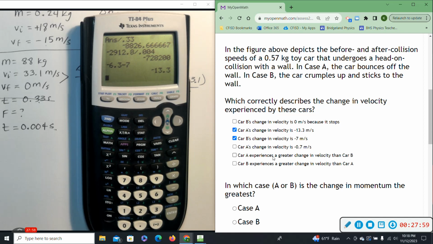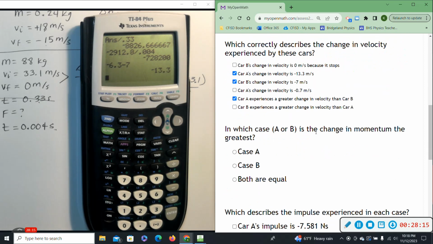Car A experiences a greater change in velocity than car B. Yes, it does. This is a greater change in velocity. If you compare the magnitudes, 13.3 is bigger than 7. So you're going to go with that. The negative sign, again, just tells me the direction. So you're only looking at the magnitudes when you're comparing them.